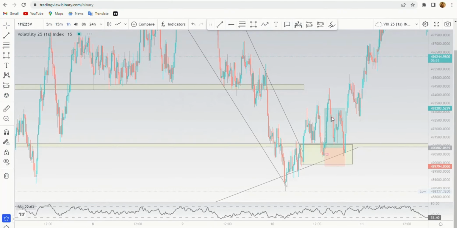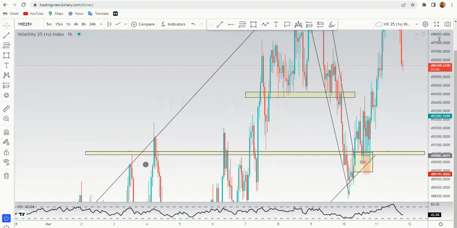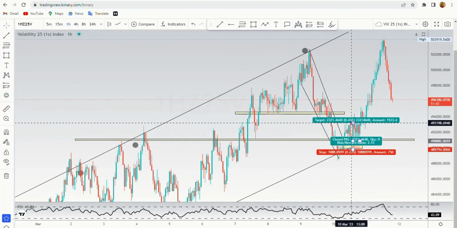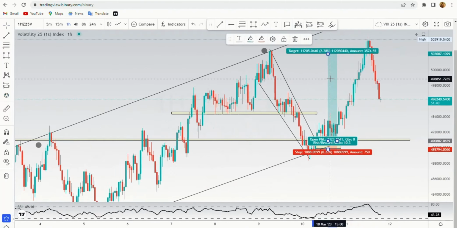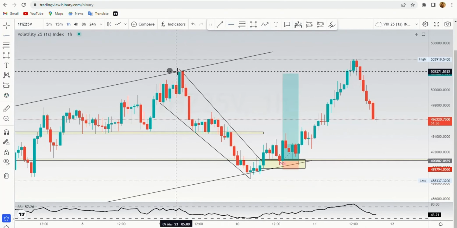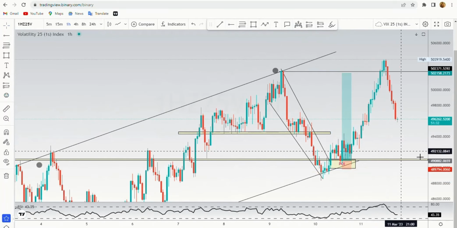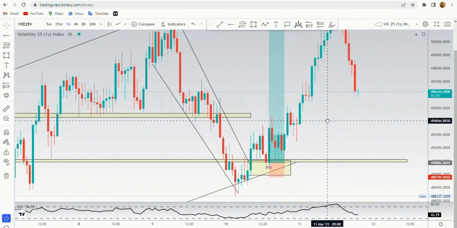Let me go on 1 hour, show it very well. I was targeting all the way high, the swing high, and I was expecting the market to break it up, but this was my take profit. My take profit was supposed to be here. This was where I was targeting, and that is my take profit all the way up.